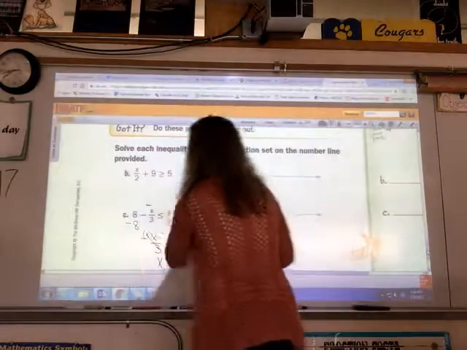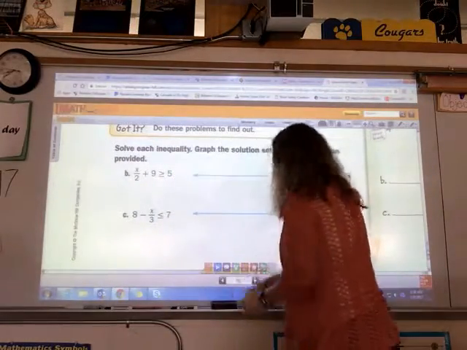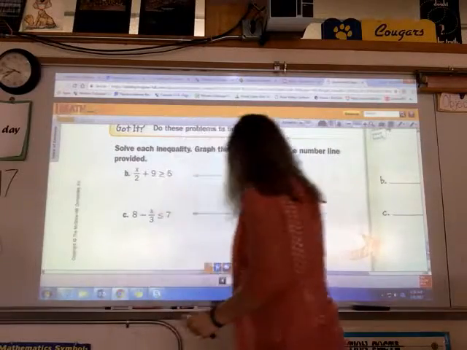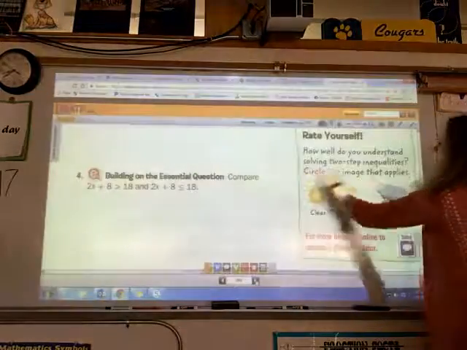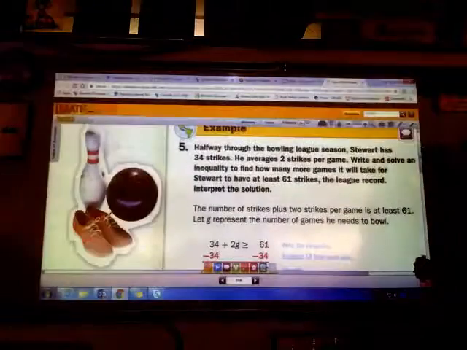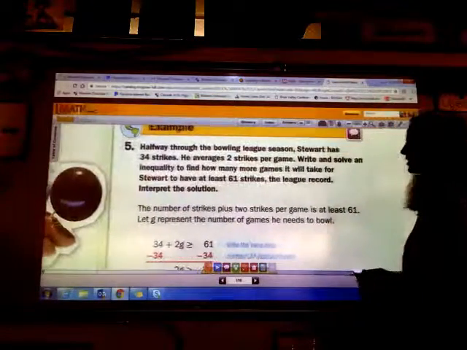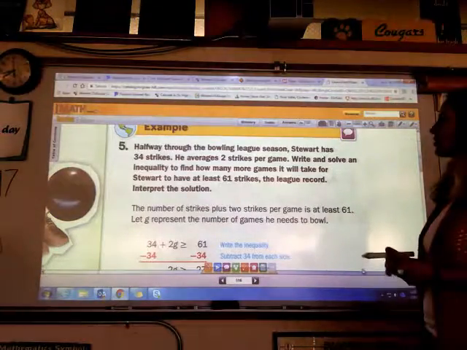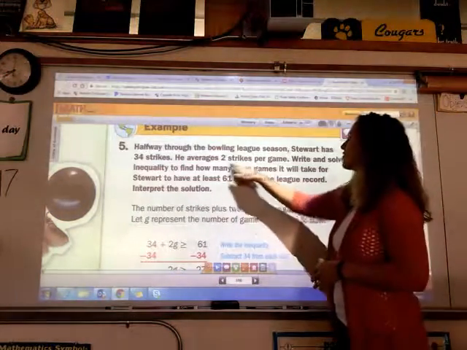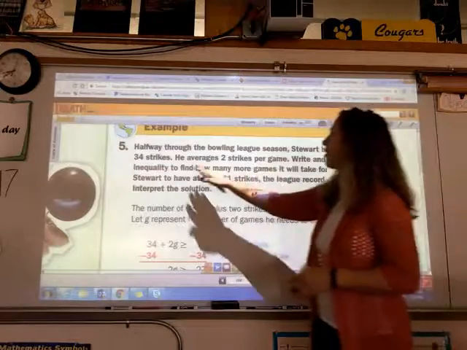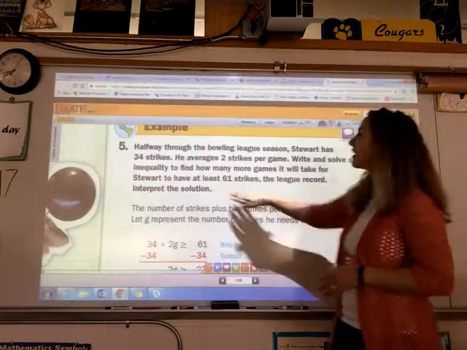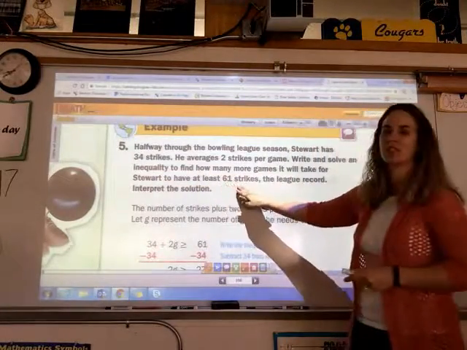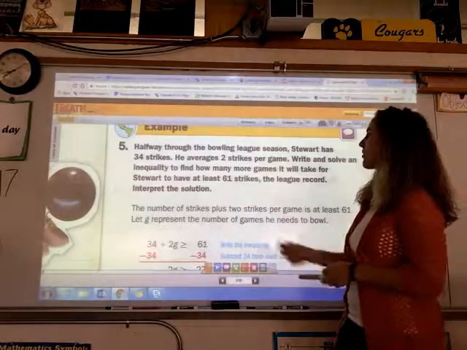All right, let's take a look real quick at the top of page 516. What they're giving you at the top here is just a real world problem that I want to take a look at. It says halfway through the bowling league season, Stuart has 34 strikes. He averages 2 strikes per game. Write and solve an inequality to find how many more games it will take for Stuart to have at least 61 strikes. Okay, so let's think about what we know.